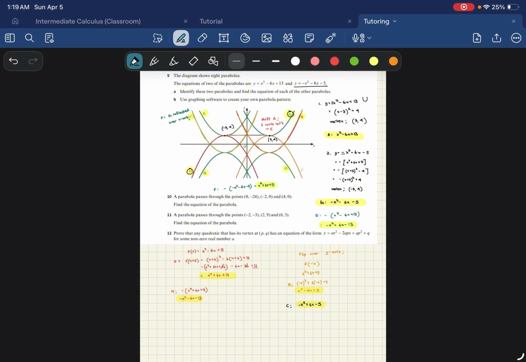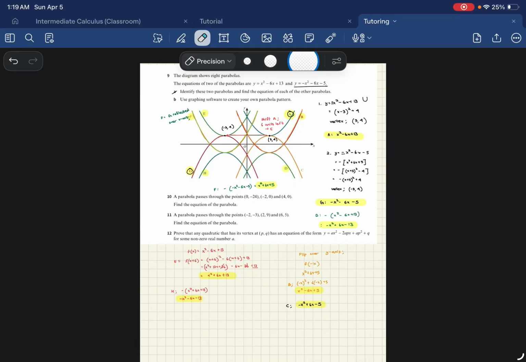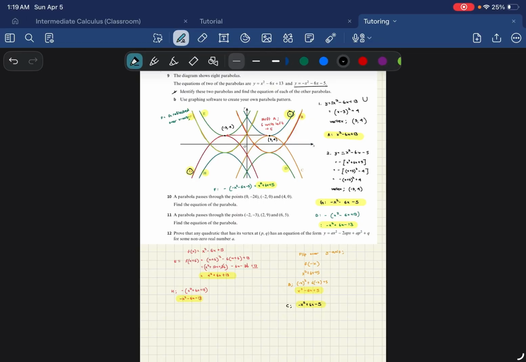All right, so we are done with A. B we will not do because it says we just need to create our own parabola pattern. Usually you pick one parabola, you translate it, you transform it, you stretch it, you reflect it, you get patterns. All right, so we are done with question 9.